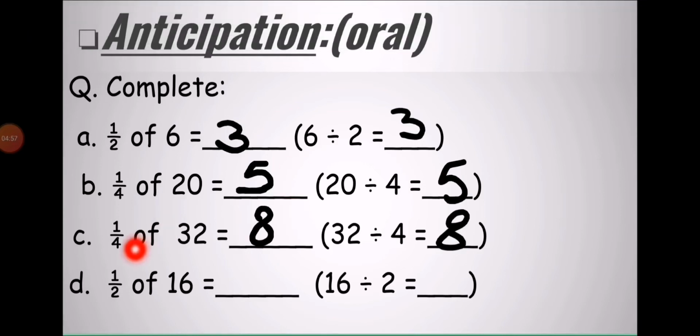Now the last one, 1/2, or we can also say half of 16. Again, we are dividing 16 into 2 equal parts. So 16 divided by 2 is equal to dash. Again, we will read the 2 times table to find out 2 how many times 16. So read the table of 2 with me.